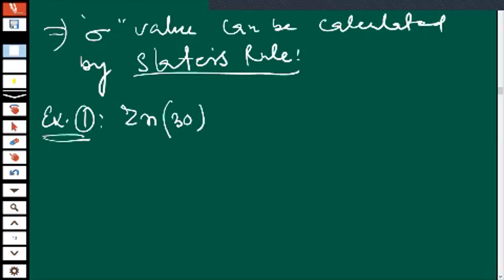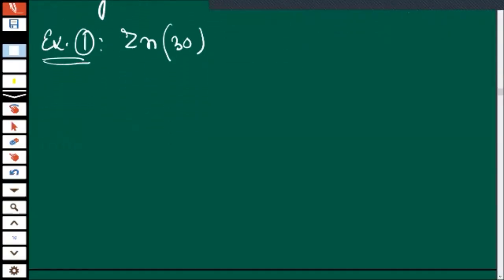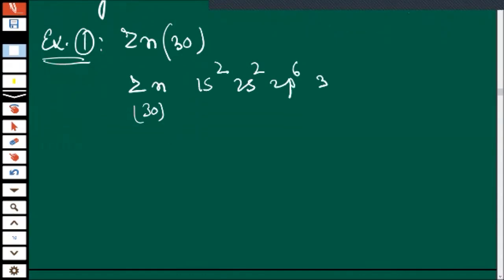Zinc has atomic number 30, which means electrons are also 30 and protons are also 30. So, first of all, we should write the electronic configuration of zinc. 30 electrons means 1s2, 2s2, 2p6, 3s2, 3p6, 3d10, 4s2. This is the electronic configuration of zinc.